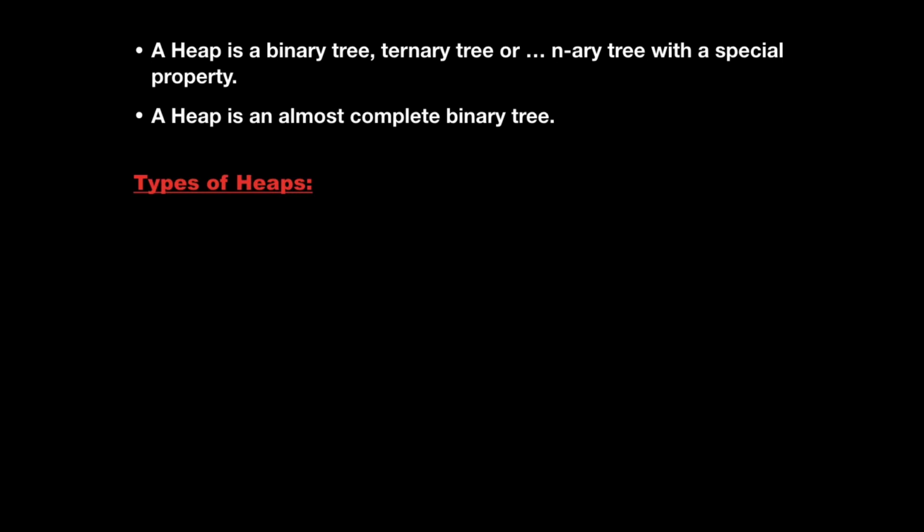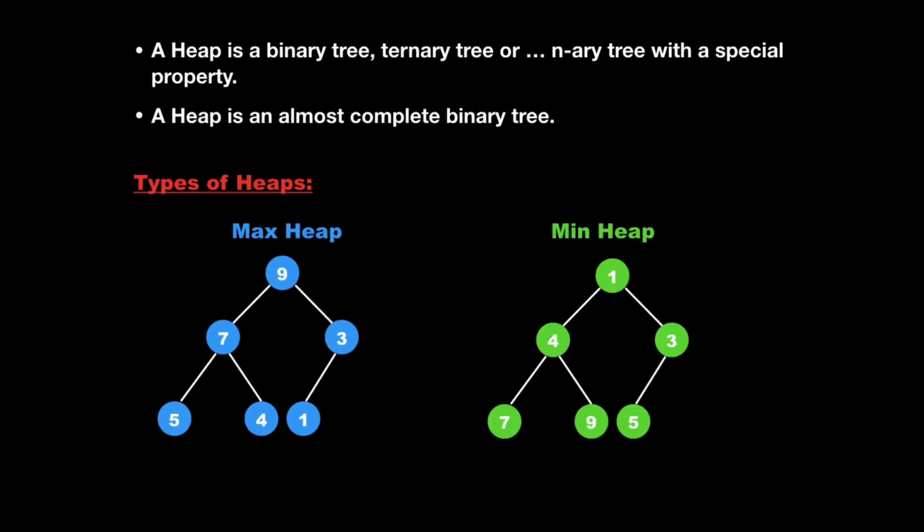There are two types of heaps, namely max heap and min heap. The special property in max heap is that at each node, the value of the parent node is greater than the value of its children. Similarly, in case of min heap, the value of the parent node is less than the value of its children.